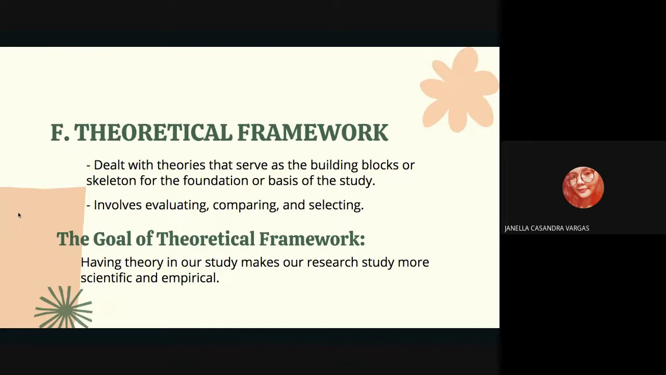Another thing, you can put the theoretical framework in chapter 1, but in some cases others include this in chapter 3 of the paper. So having theory in our study makes our research study more scientific and empirical. This is the goal of theoretical framework because having this on your paper helps you to strengthen your study by explaining the theories that support your research and showing that your research is grounded in established ideas. Also, it permits your readers to evaluate your topic or the research problem critically. Next slide.